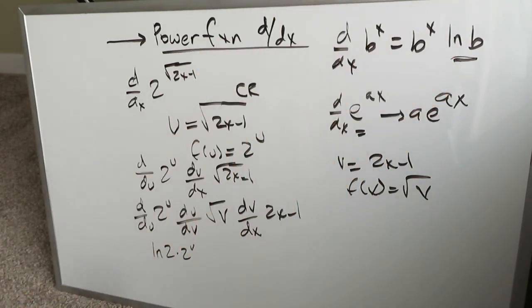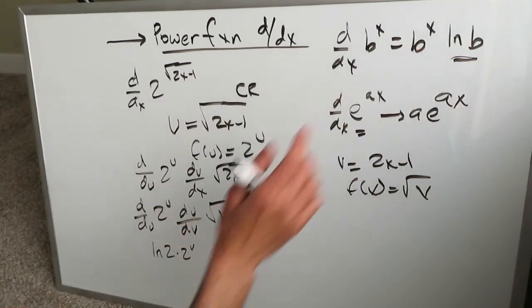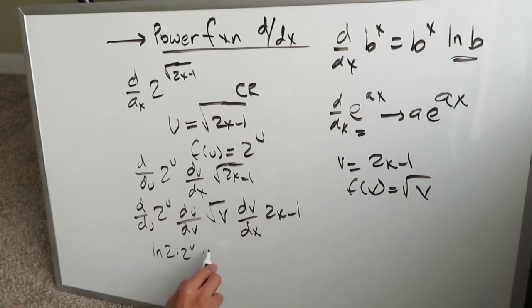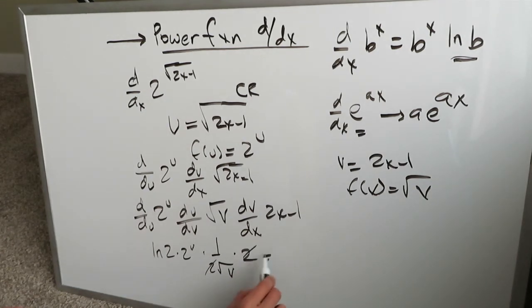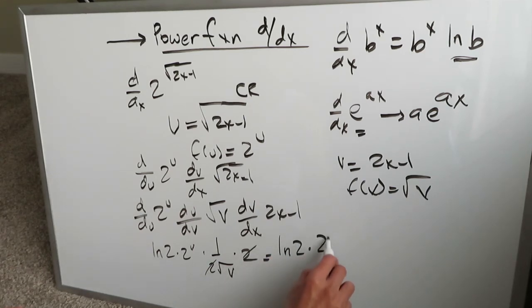Just think back to the derivation I did in the very first scheme of this using implicit differentiation. We always brought in a natural log. The derivative of root v is 1 over 2 root v, and the derivative of 2x minus 1 is just a 2. But look, this 2 can cancel out with this 2, and what do you get left with? You get natural log 2 times 2 to the power of u over root v.